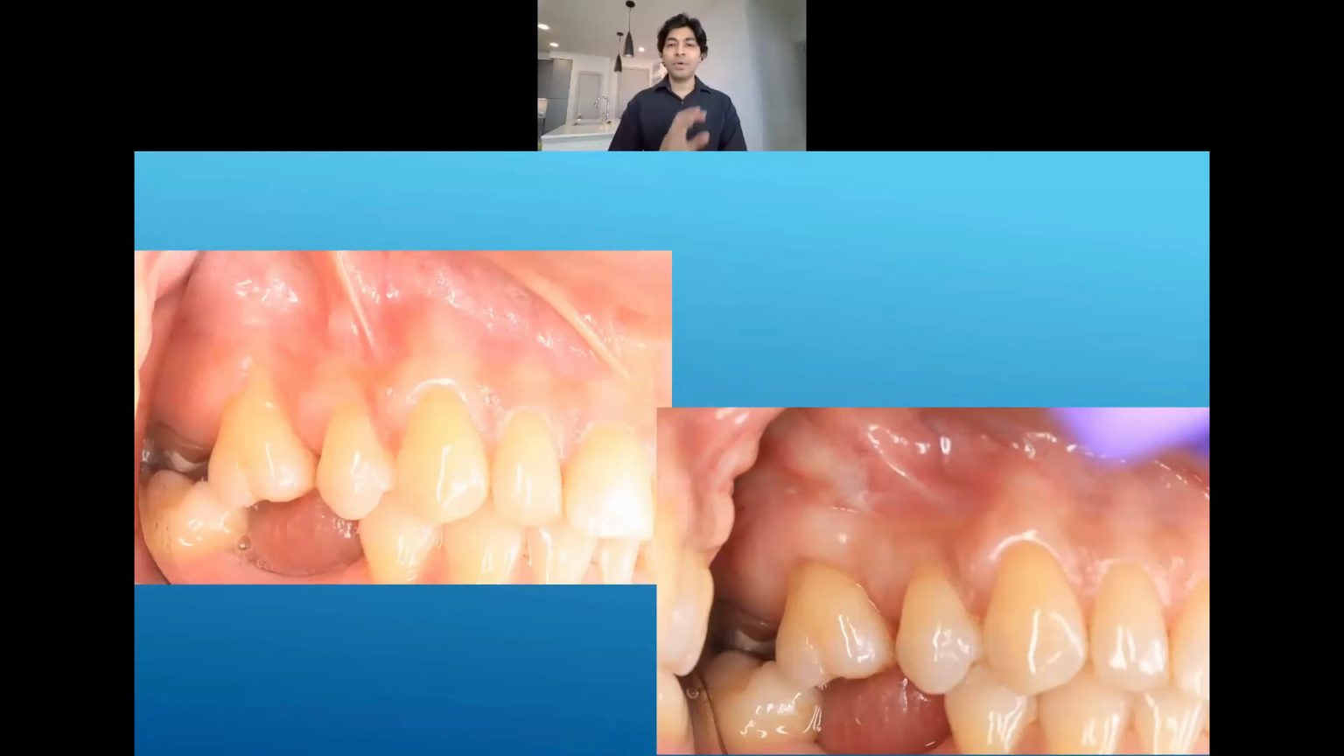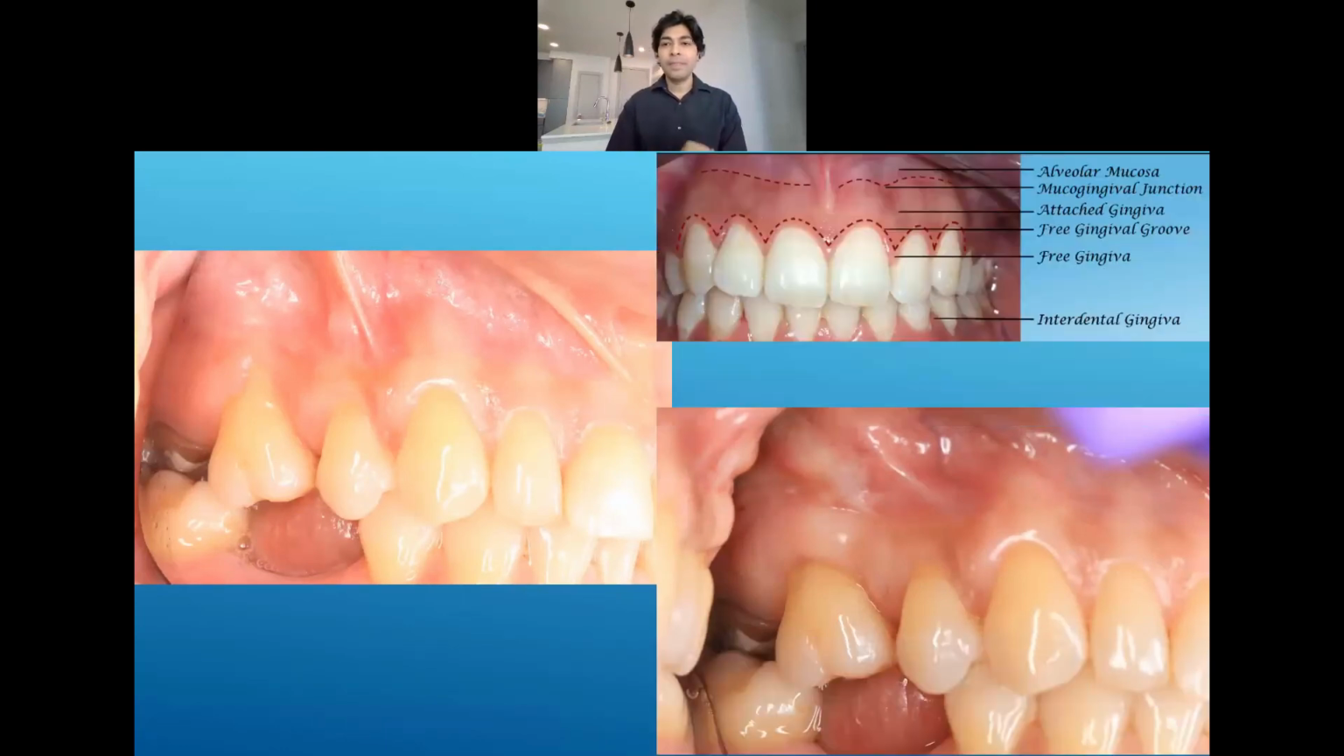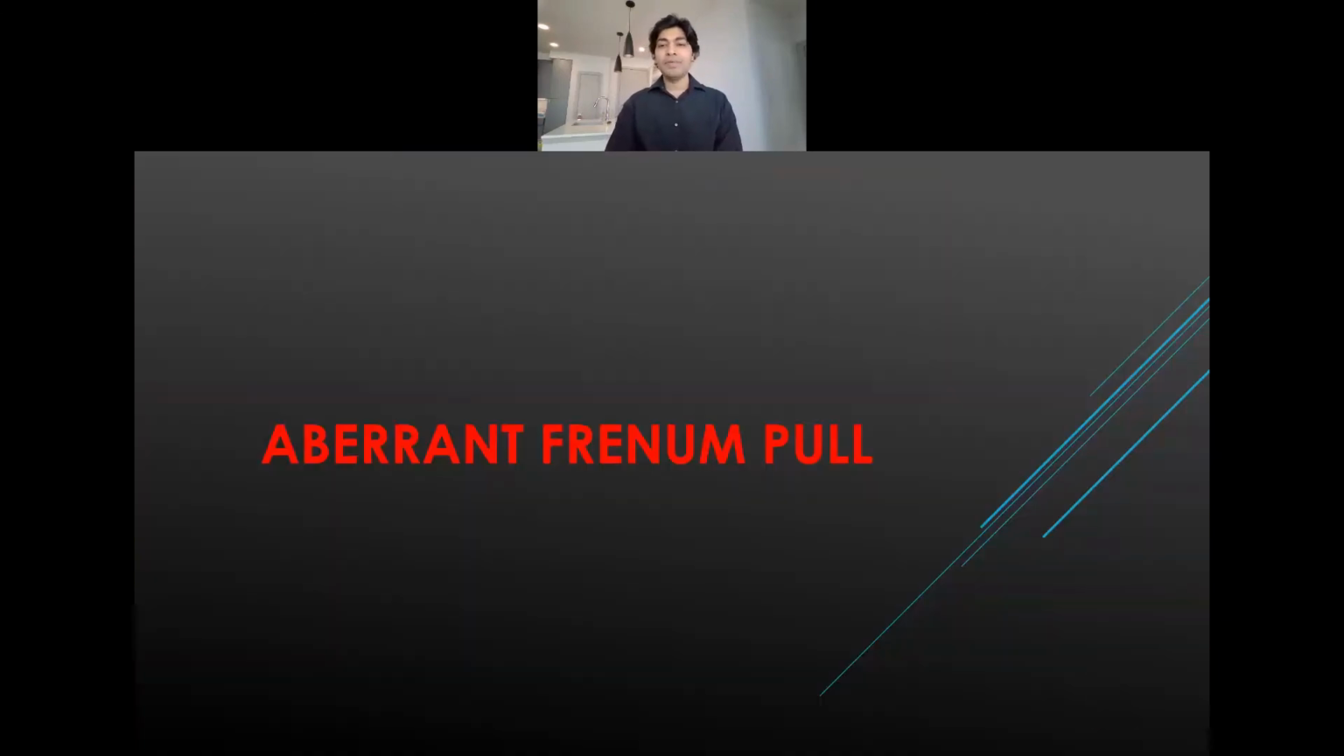And after following up with the patient, this is the result that was sustained over the course of 6 months. And let's compare before and after. Yes, I was able to gain keratinized tissue and the patient was not having any sensitivity problems after the free gingival graft surgery.